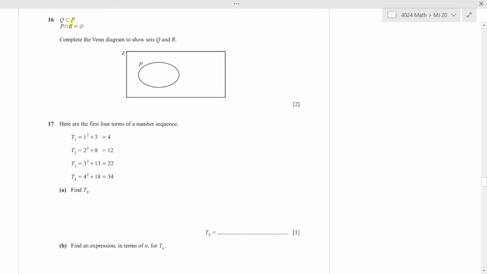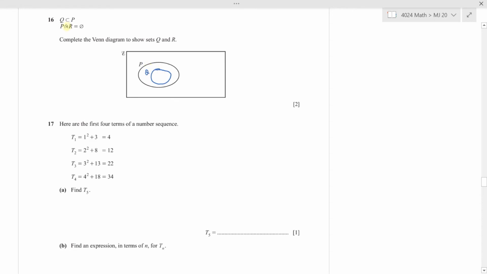Question number 16. Q is a subset of P, and P intersection R is a null or an empty set. So complete the Venn diagram to show sets Q and R. So Q is a subset of P. That means Q is inside of your set P. So this will be Q. This is a subset of P.